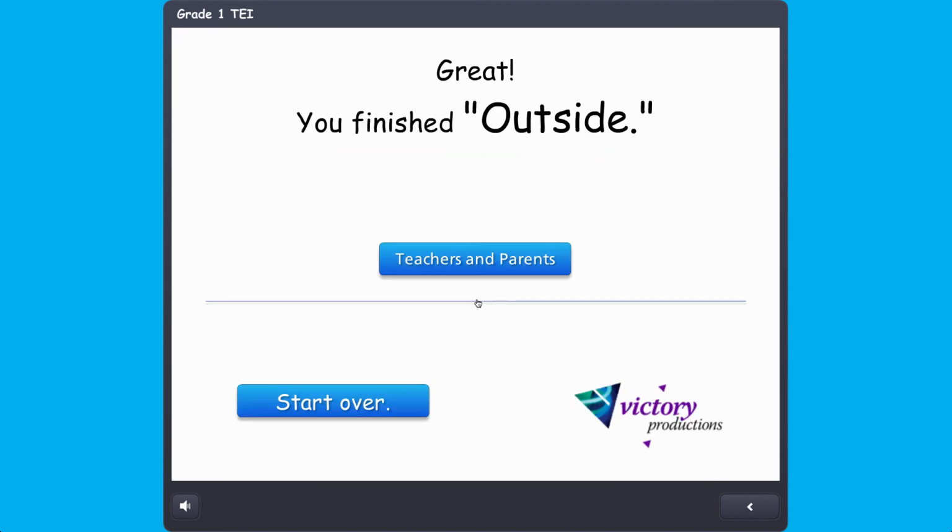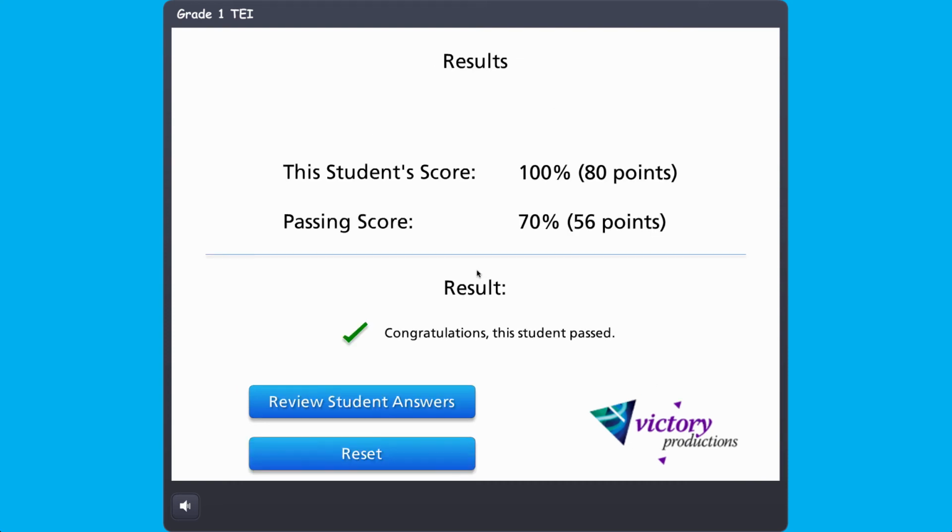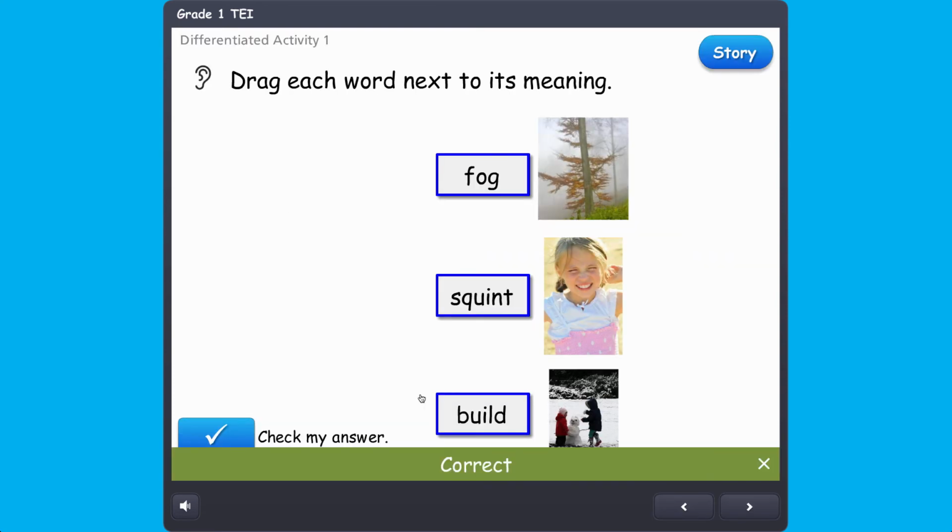For the final feedback to the student, we decided to go with a simple message of encouragement and congratulations. You'll notice that there is a button for teachers and parents, and they can check the students' answers to the questions.